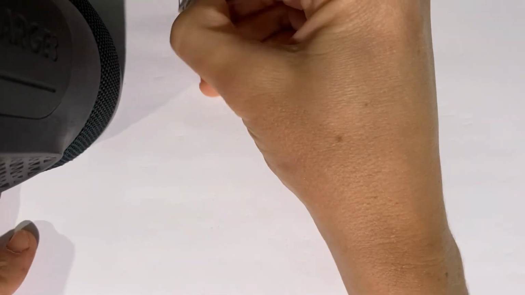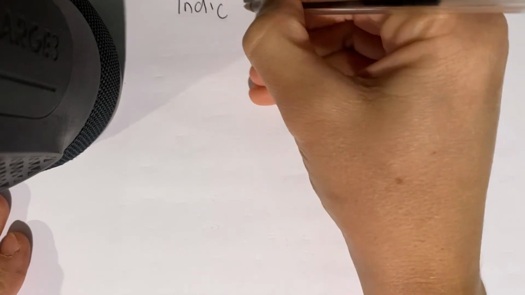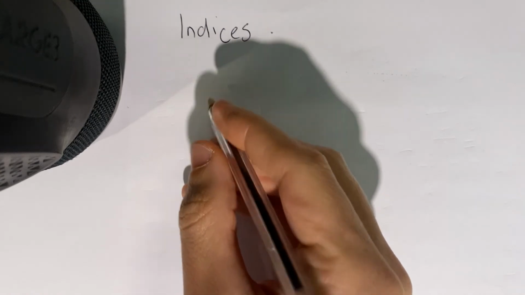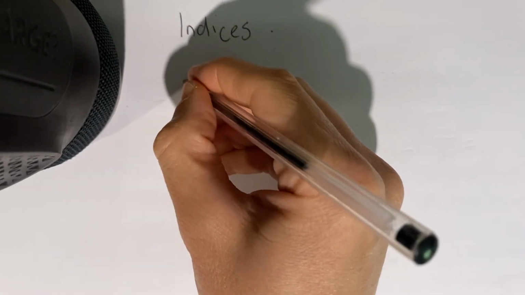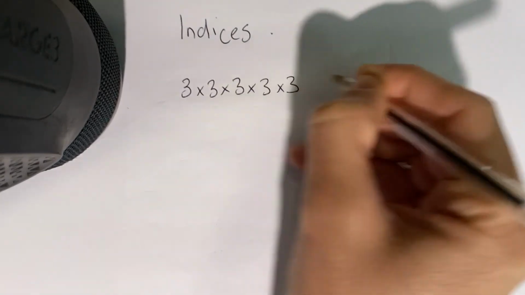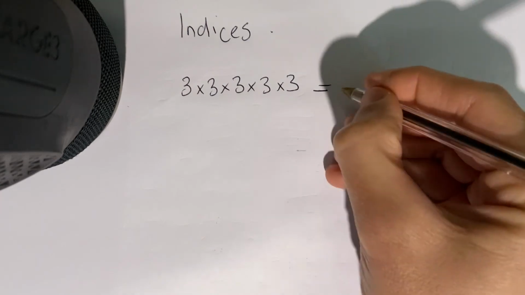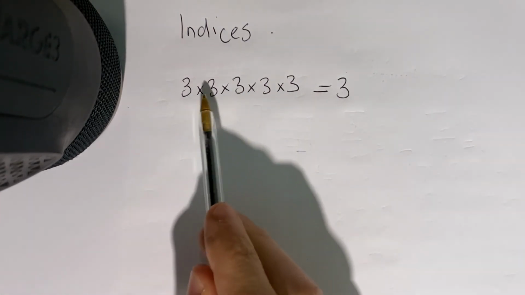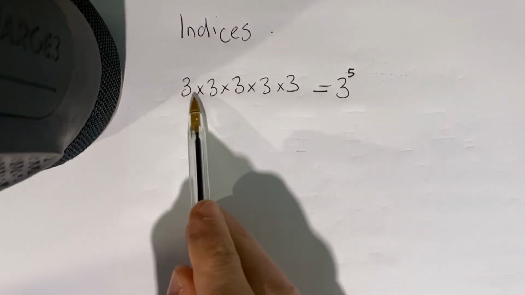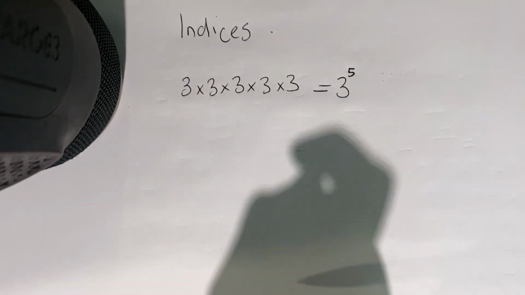So the next thing that we've got to do on this list is largely just indices, okay? And it's very straightforward with indices. It just wants you to know what the indice refers to. So we've already covered this a little bit. So let's say if I had here 3 times 3 times 3 times 3 times 3, I would write this as 3 to the power of 5, because I'm multiplying 3 together 5 times.